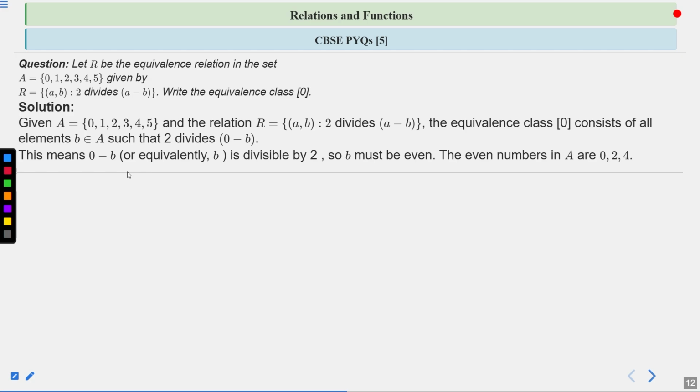Clear? So b must be even, right? See, 0 is also even. So the even numbers in A are 0, 2, 4, right? Therefore, the equivalence class of 0 will be {0, 2, 4}. Clear?